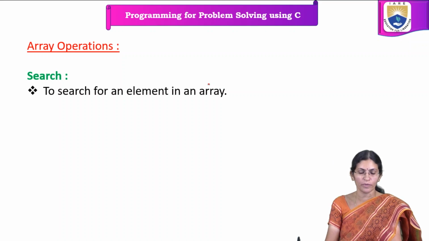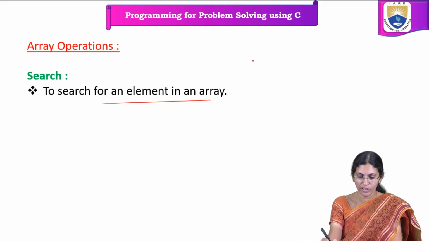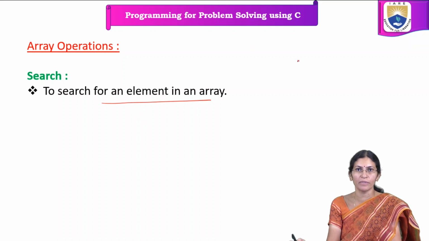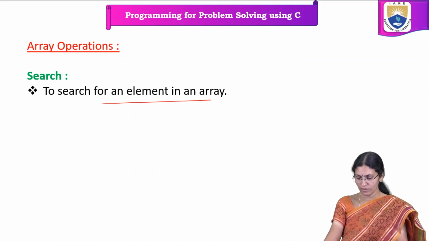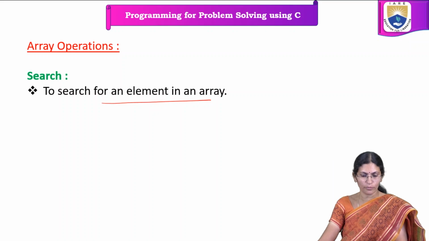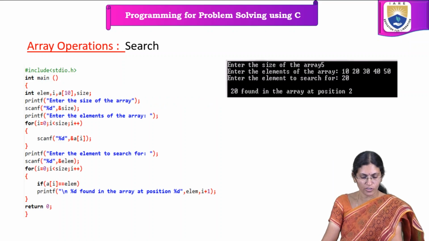This is the search operation, to search for an element in the array. Suppose we have an array A with some elements, and the user wants to search for a specific element in the array, then we can use this search operation. This is the program for the search operation.